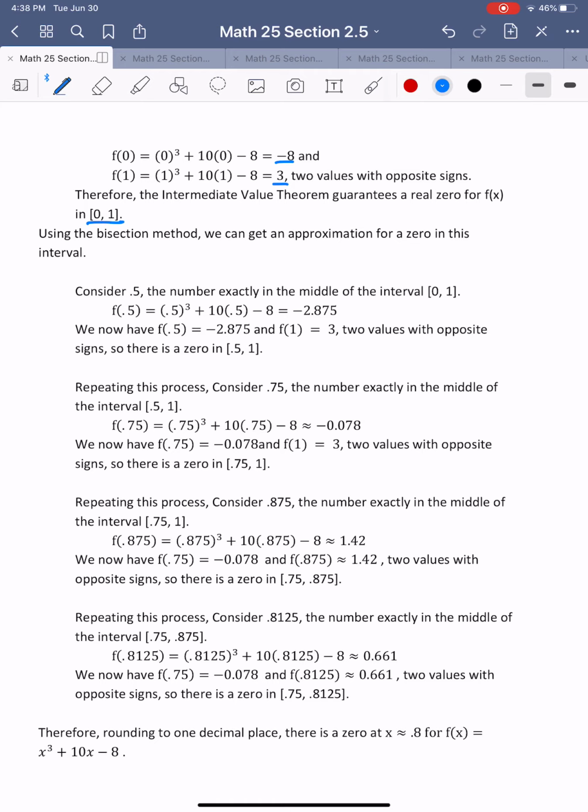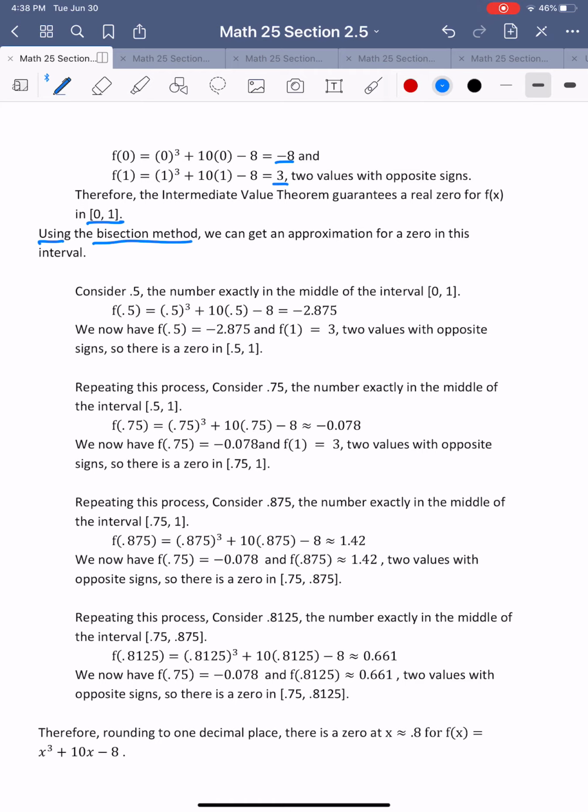But what could that be? We just say there's a zero between 0 and 1, but is it 0.1, or 0.15, or 0.9? We want to see what it is, so we use the bisection method. We can get an approximation for the zero in this interval. I'll show you in several examples.